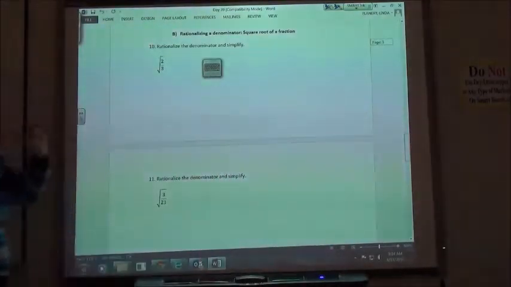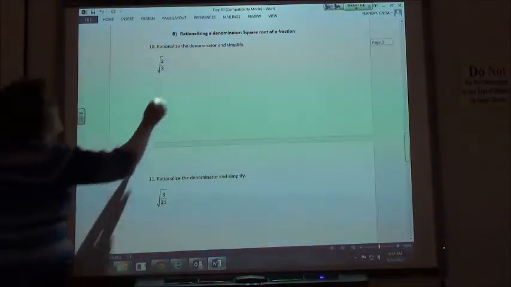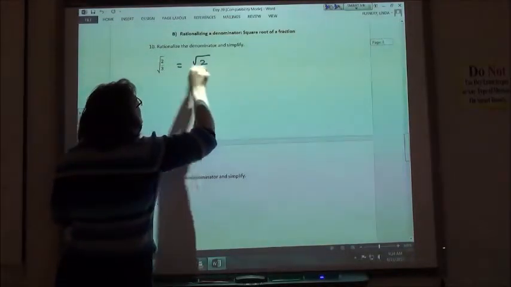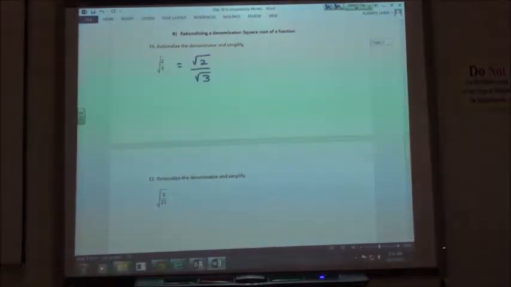(10, 11, and 12), we're still rationalizing the denominator. They still want you to know that if it's under one big square root, I could put them both under a square root and say this is the same thing as the square root of 2 over the square root of 3. Again, we can't reduce that down, so we want to rationalize the denominator by doing what?